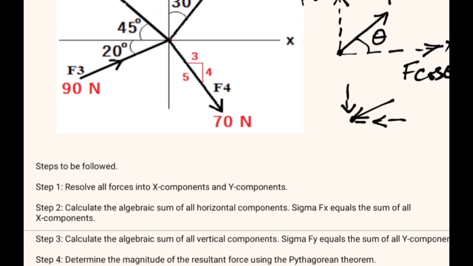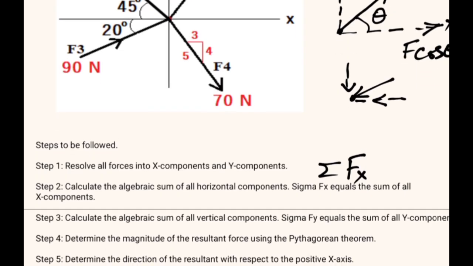And then we calculate the algebraic sum of all horizontal forces, that is sigma Fx, which is equal to the sum of all the x components. Then we calculate the algebraic sum of all the vertical components, that is sigma Fy, which is equal to the sum of all y components, meaning the forces in y direction.